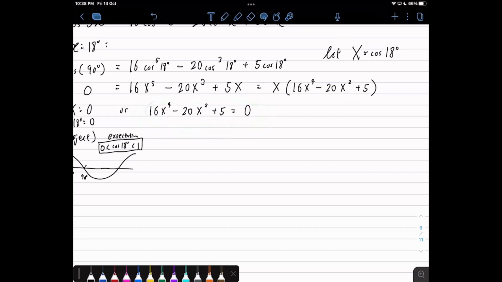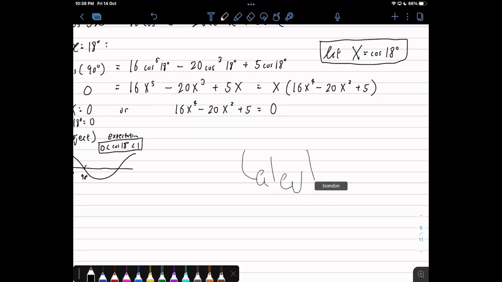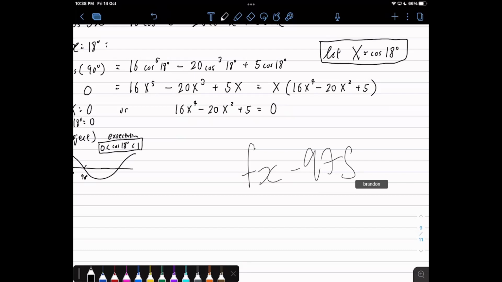What is this? Look carefully. Power 4, power 2. Our goal is to solve for capital X, which is cosine 18 degrees. Calculator? No, calculators don't have a power 4 function, right? Only the graphing calculator has, but that costs $200. Let's see. My calculator doesn't have it. Oh, this one, I got power 4.